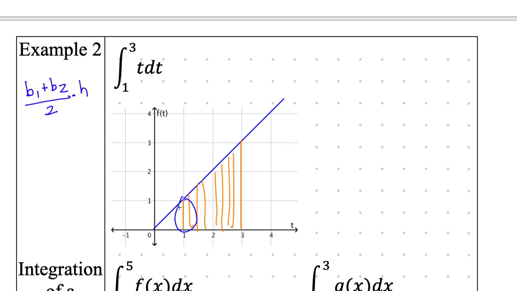This base is 1. This base is 3. Add them together. 1 plus 3 is 4. Take the average of 1 and 3, divide by 2. Essentially, 4 divided by 2 is 2. The average of 1 and 3 is 2. Then multiply that by the height. The height here is 2. 2 times 2 is 4. So the area here is 4.